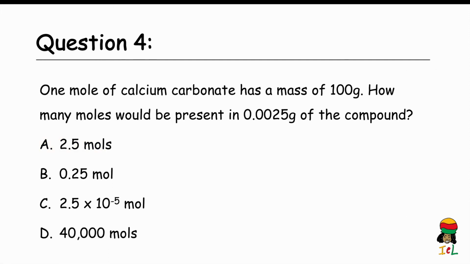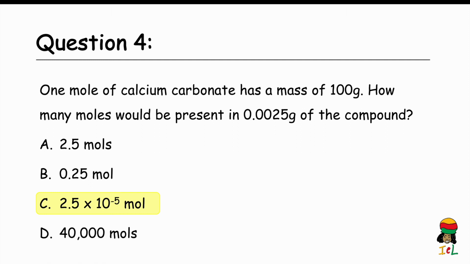Question 4. 1 mole of calcium carbonate has a mass of 100 grams. How many moles would be present in 0.0025 grams of the compound? A. 2.5 moles, B. 0.25 mole, C. 2.5 times 10 to the negative 5 mole, D. 40,000 moles. The answer is C, 2.5 times 10 to the negative 5 mole.